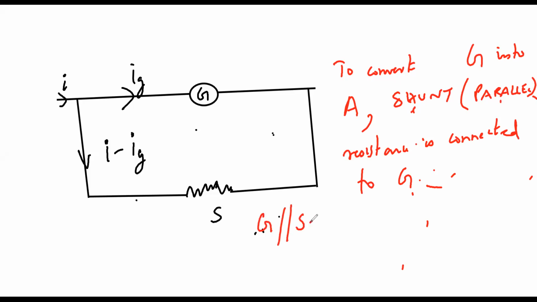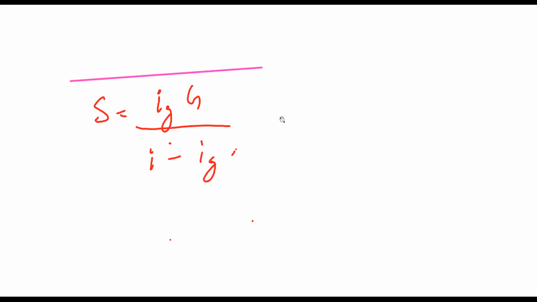And a very easy formula, which is there almost everywhere: S is equal to Ig into G by I minus Ig. You can just learn it like that, I do not have to split it and write. That is not required. This you can just add to your formula sheet.